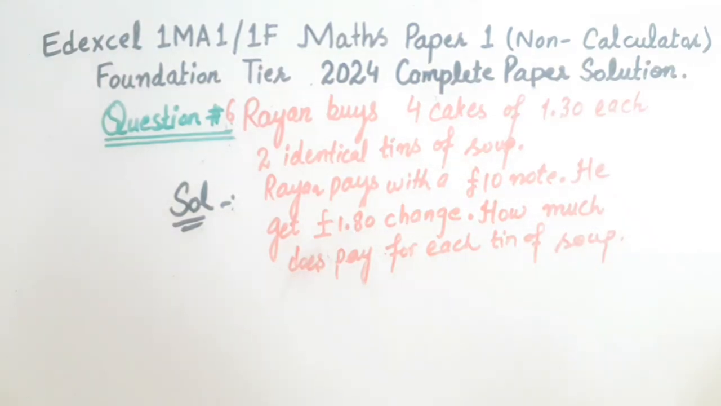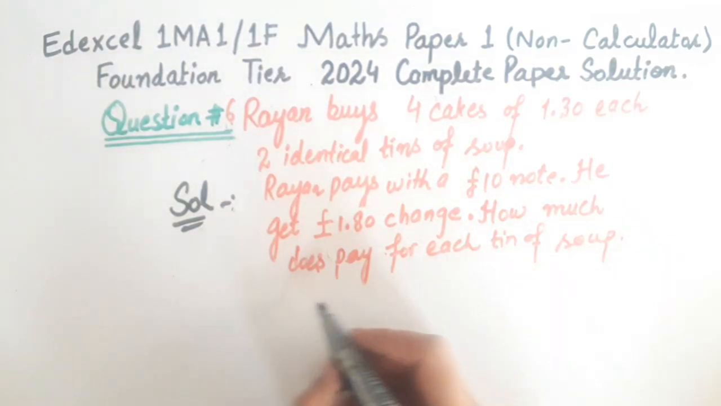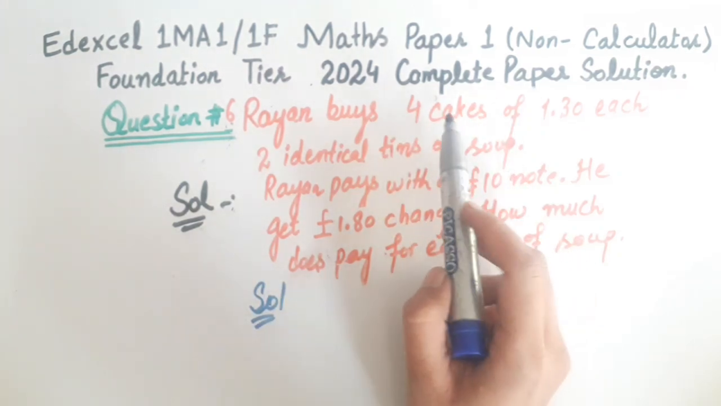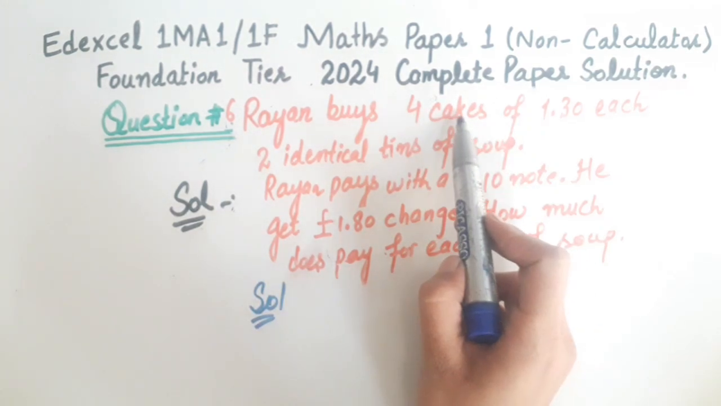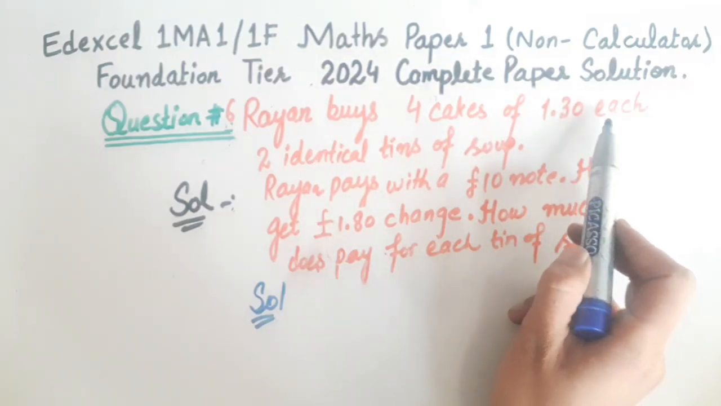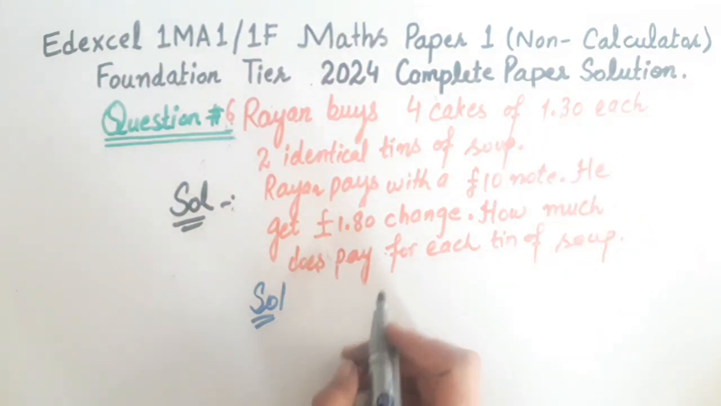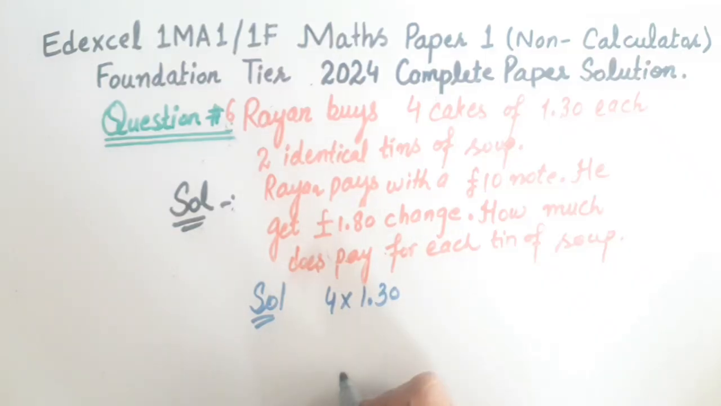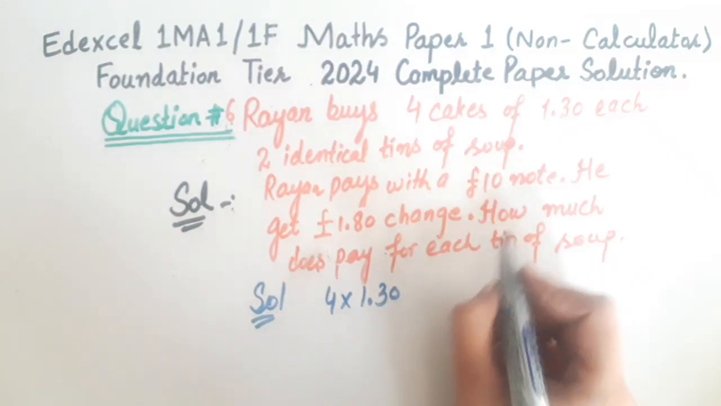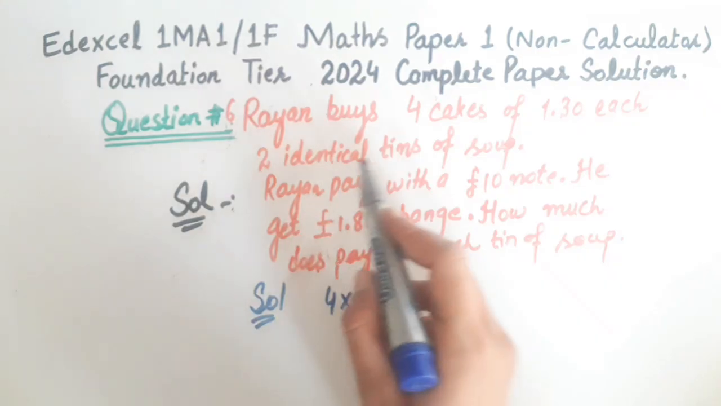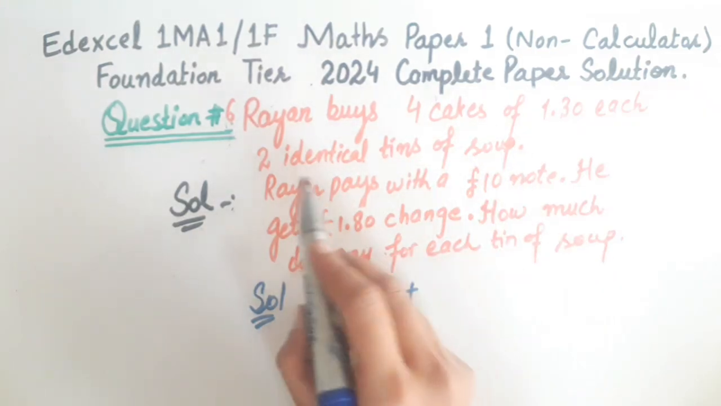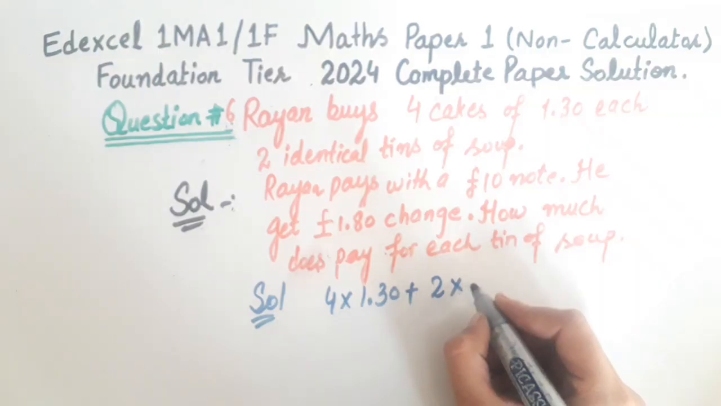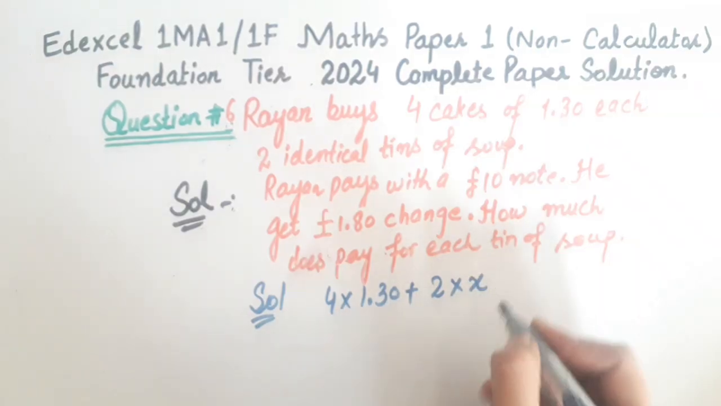Now, first of all, we see that he buys 4 cakes and the price of each cake is 1.30 euro. So we will multiply 4 by 1.30. Then 2 identical tins of soup, he buys 2 soups and we don't know the price of each one. So let us consider the price of each to be x.